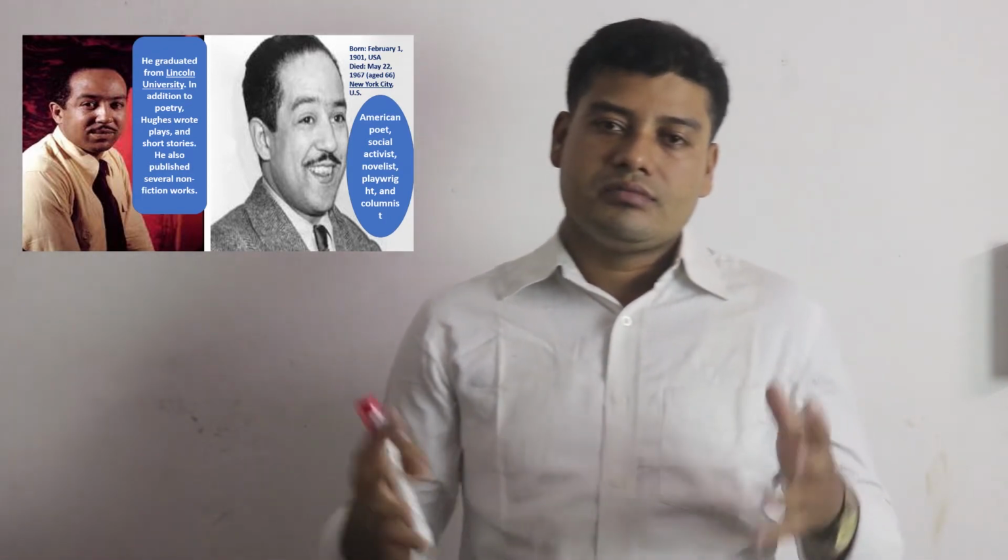Let's know about the life and works of Langston. Langston Hughes was born on February 1, 1901, in the United States of America, and he died in 1967 at the age of 66 in New York City. Basically, he is an American poet. He is not only a poet, he's a social activist, a novelist, a playwright, and a columnist. So he is actually a versatile genius.